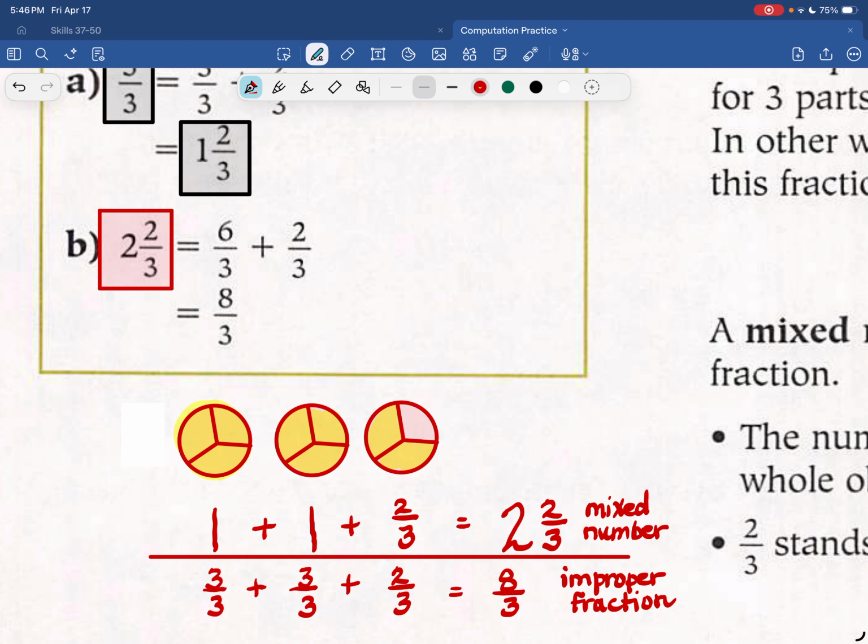But have we changed the amount of pie? We haven't. We have 2 whole lemon pies and 2/3 of another one. And you can express that as mixed numbers or improper fractions, but it is the same amount of pie. So you might be thinking, why do I need both of them? If they both mean the same thing, why do I have to learn them both? And that is because mixed numbers are used when you add and subtract, and when you multiply and divide, you will need the improper form.